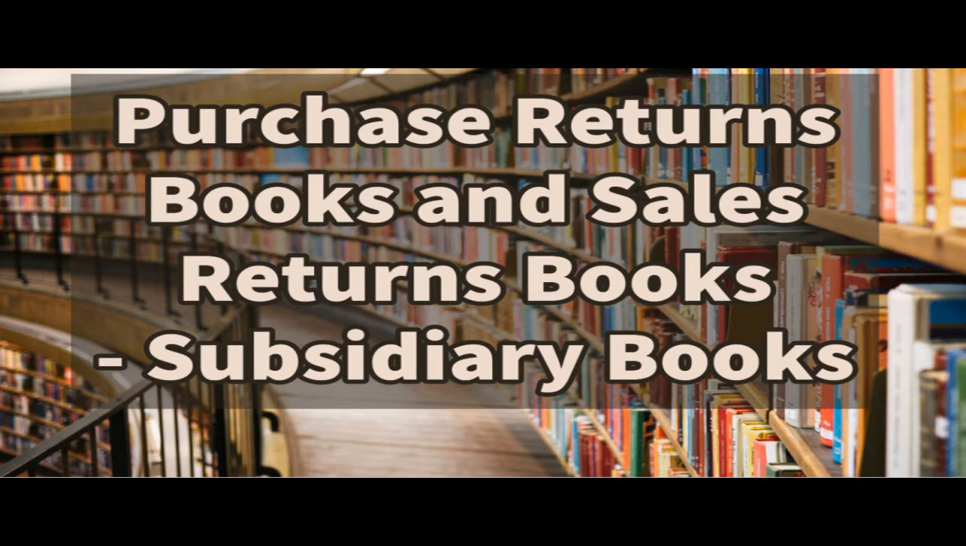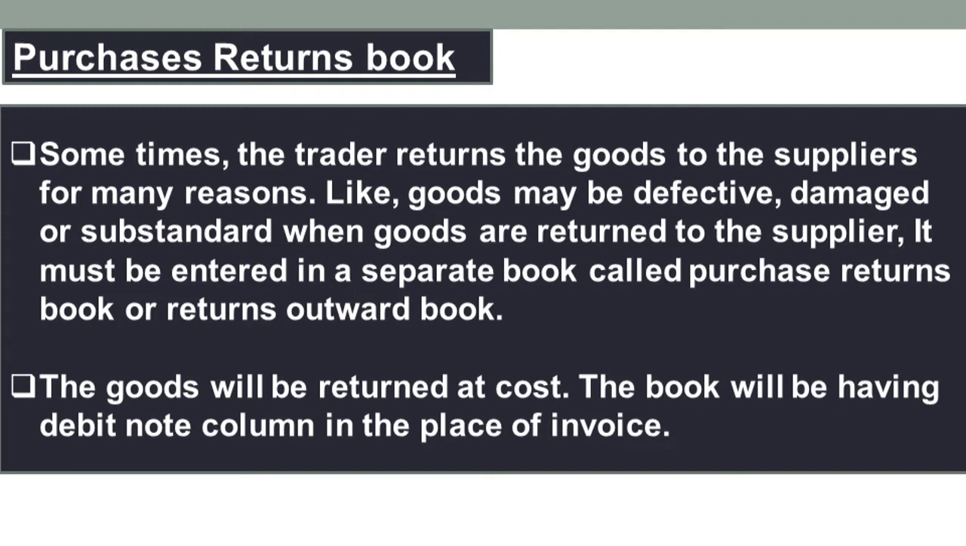Today we are going to talk about Purchase Returns Book. Now what is meant by Purchase Returns Book? Sometimes the trader returns the goods to the supplier for many reasons, like goods may be defective, damaged or substandard. When the goods are returned to the supplier, it must be entered in a separate book called Purchase Returns Book or Returns Outward Book. The goods will be returned at cost.